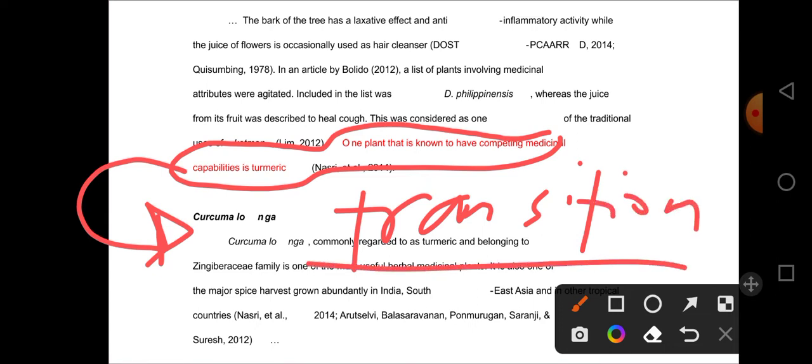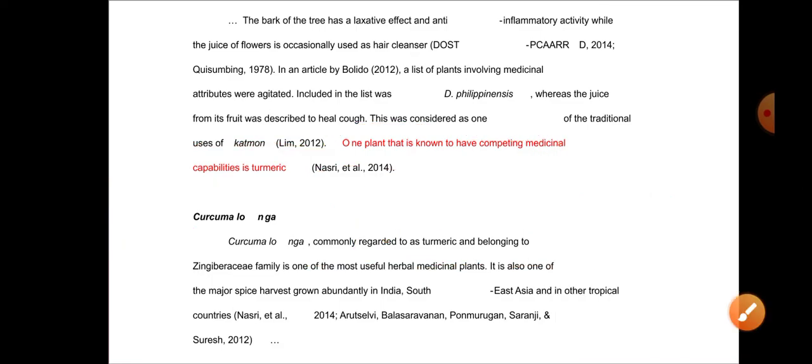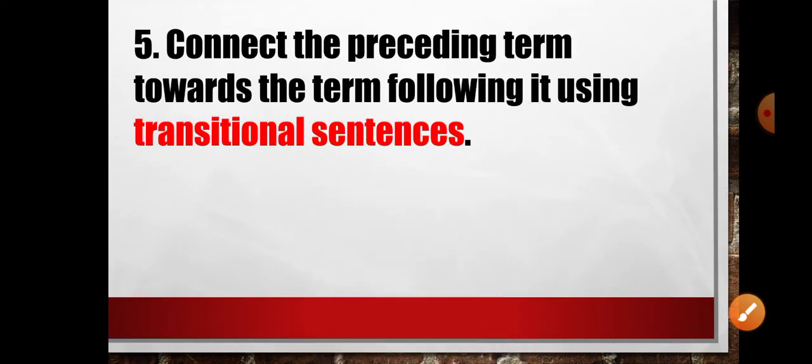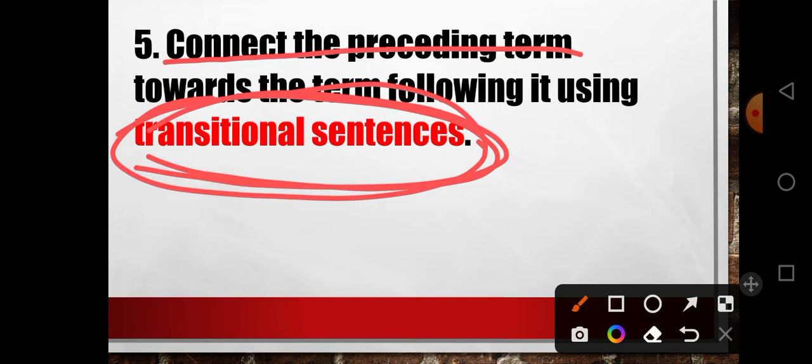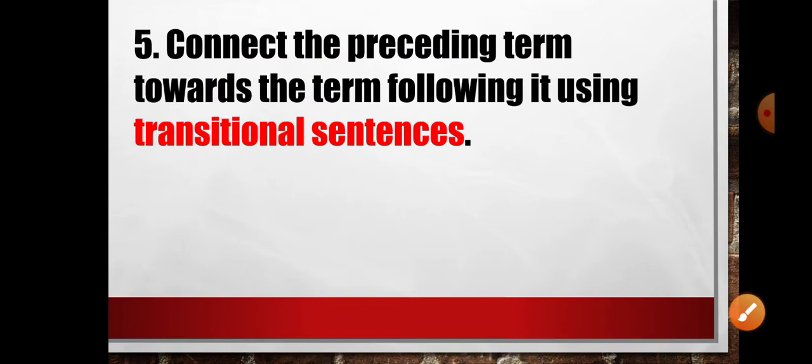And to have a transition from one entry to another, we must use what we call transitional sentences. So in writing the stream of your RRLS, you must connect the preceding term towards the term following it using transitional devices or transitional sentences. That is an important guideline on how you can show interconnection from one entry of your RRLS to another.